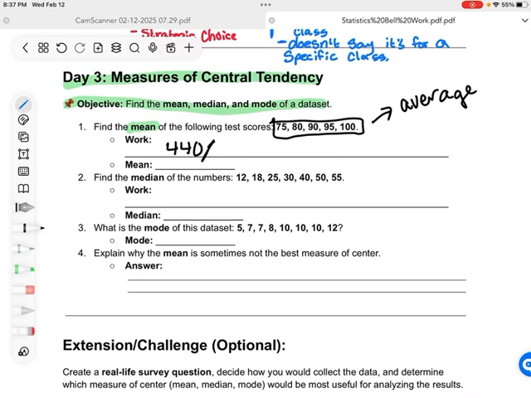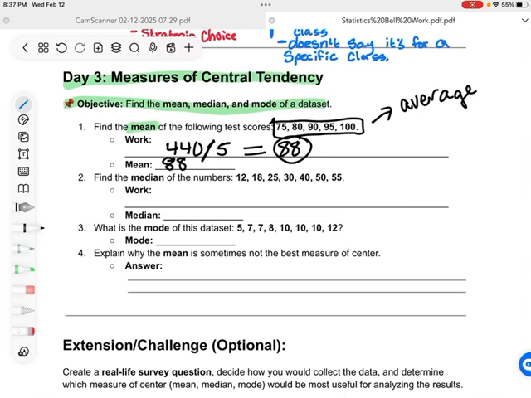Okay, obviously that is not the average of our data set, so we need to divide 440 by the amount of values we have in the data set. So we have 1, 2, 3, 4, 5 values in the data set. So we need to do 440 divided by 5. And that is going to give us our average. So our average here is going to be 88. Okay, so that is our mean, 88.